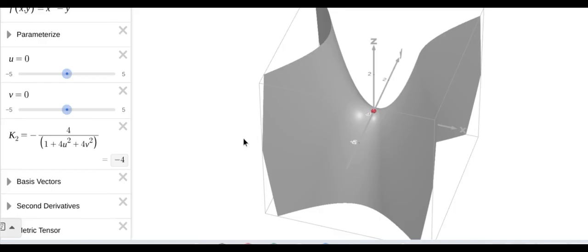I'm going to stop here and maybe I'll go check the time and we'll do part 2. We'll do the Gaussian curvature tensor because it's a little bit complicated. Okay?